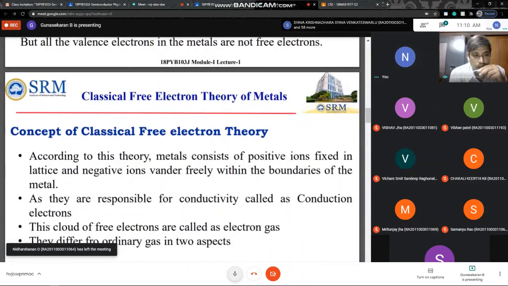So now the external field is applied, and these free electrons are restricted to move. The electrons are now drifting, moving opposite to the direction of the applied electric field. So the electrons are now disturbed. Basically, the electrons move here and there in the absence of an electric field, with random orientation.